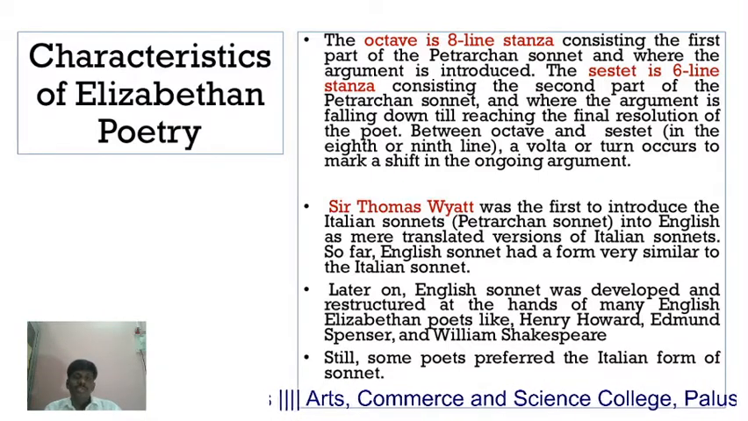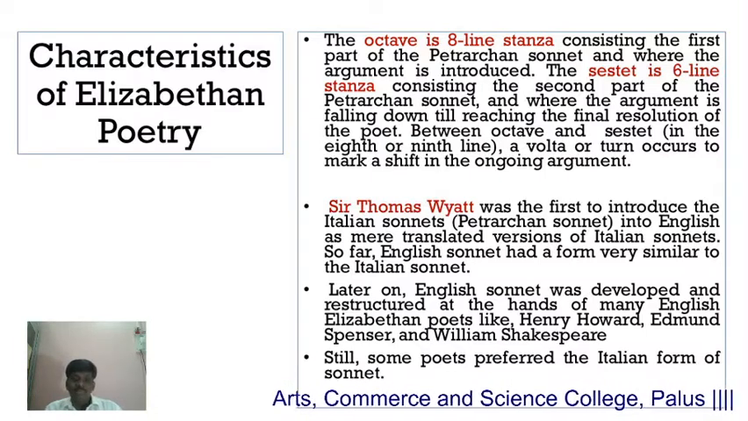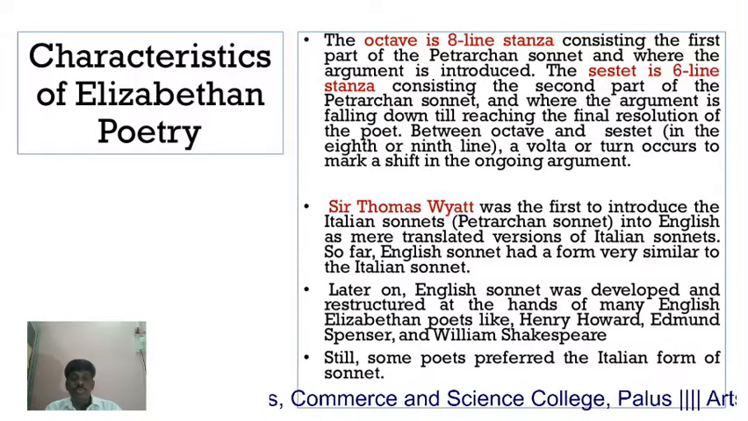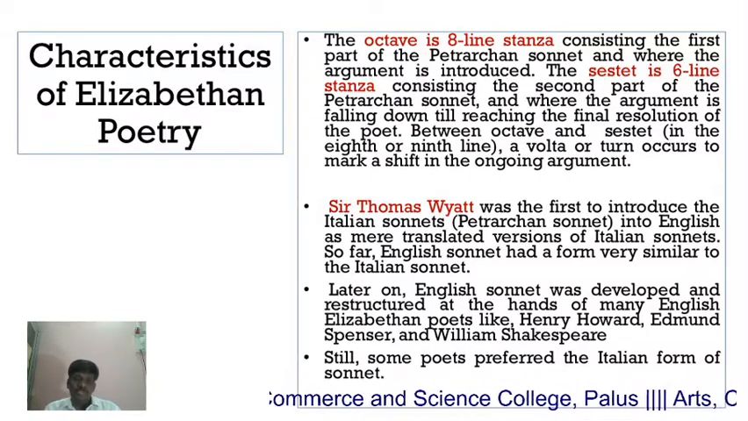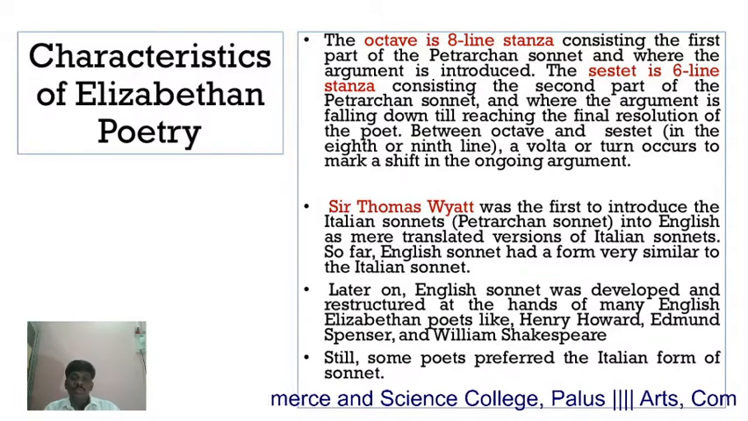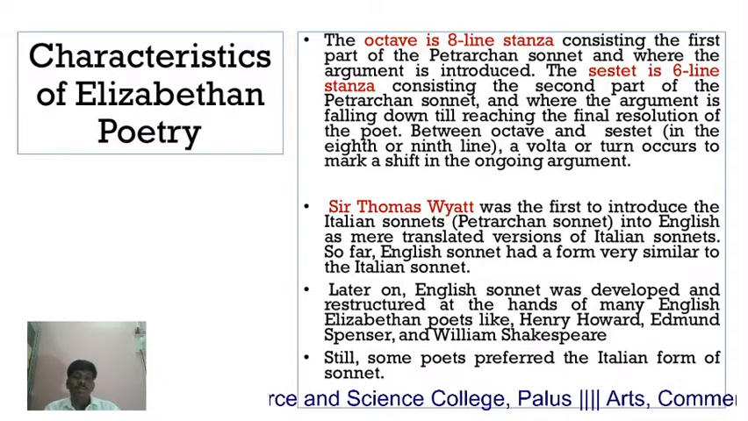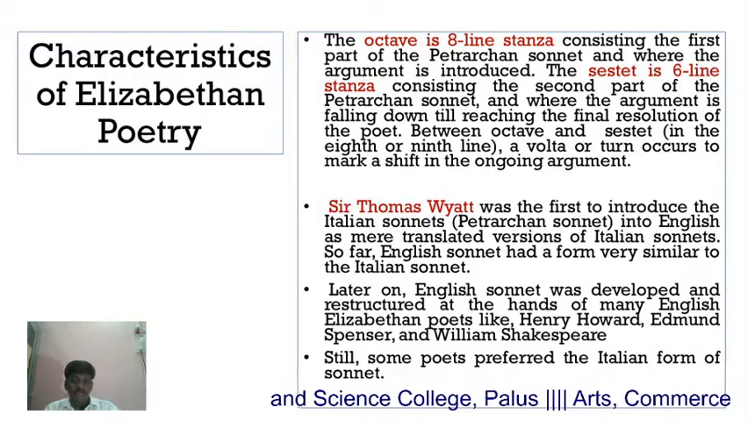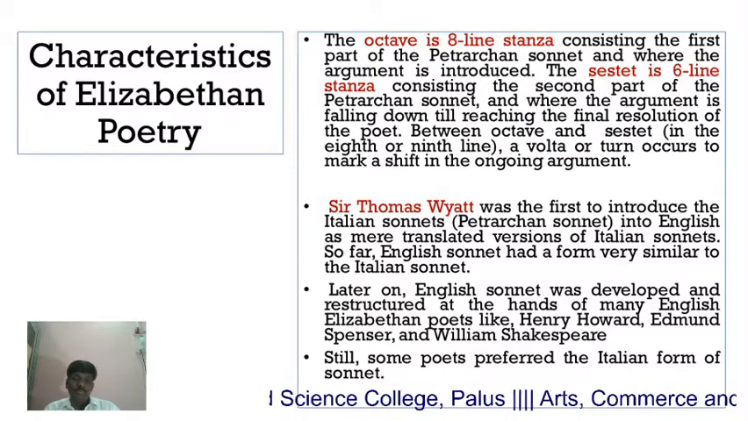So far, the English sonnet had a form very similar to the Italian sonnet, but as they accept the Italian sonnet, they also make certain changes in the structure of the sonnet. Later on, the English sonnet was developed and restructured at the hands of many Elizabethan poets, that is, Henry Howard and Edmund Spenser. Spenser's Amoretti is a very famous sonnet collection of the period.